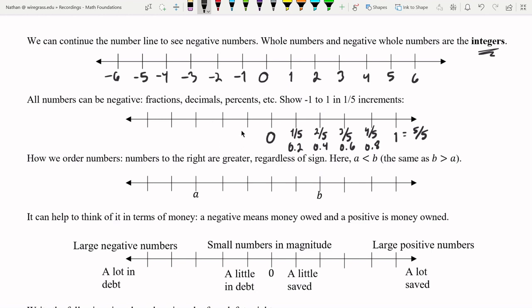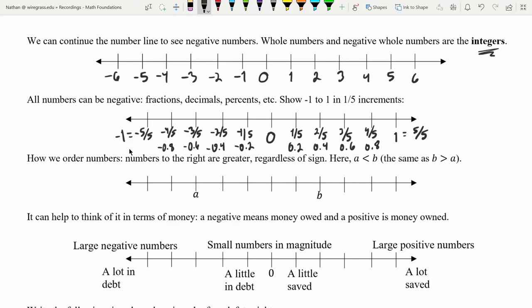Going to the left, we're going to have negative 1/5, negative 0.2, negative 2/5, negative 0.4, negative 3/5, negative 0.6, negative 4/5, negative 0.8, and finally negative 5/5, which of course is equal to negative 1. And that of course continues on indefinitely in both directions.